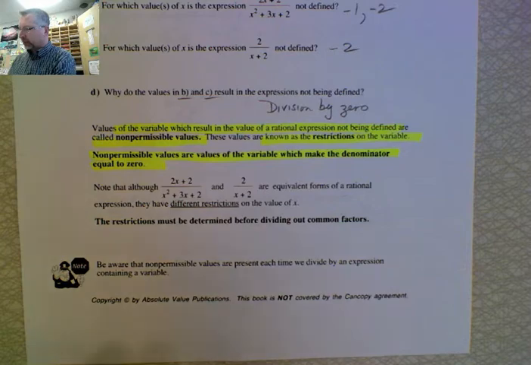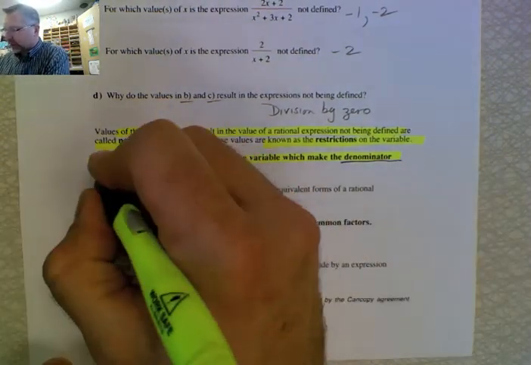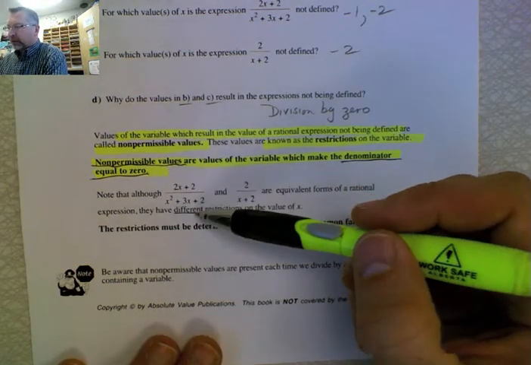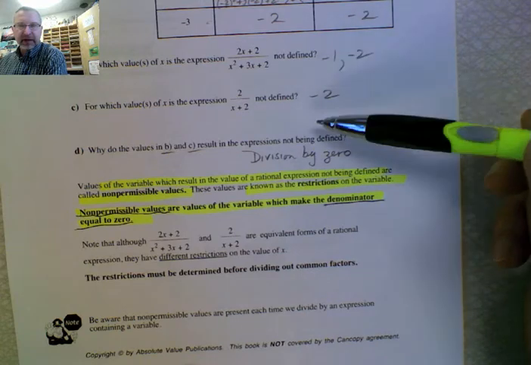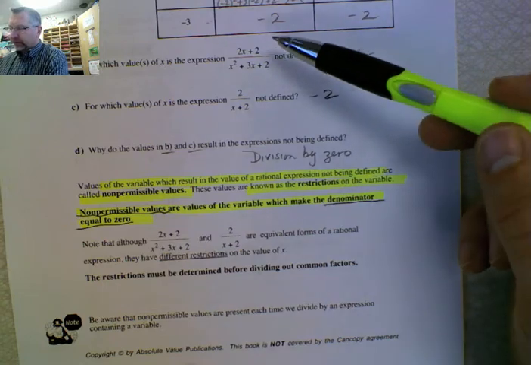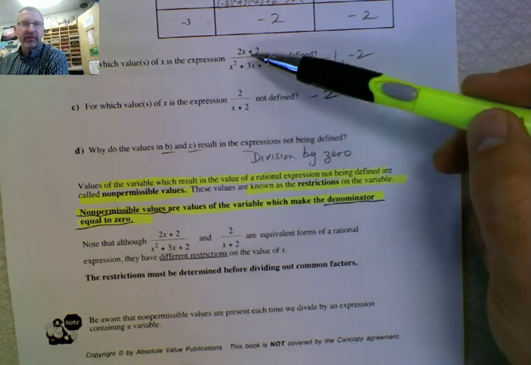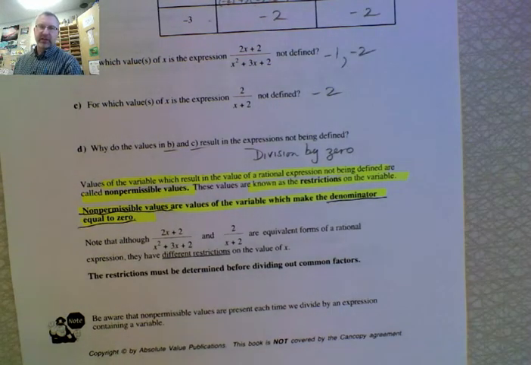That's really important, this part here. The denominator equal to 0 gives you a non-permissible value. Now, if you note, we had different restrictions or different non-permissible values for these two expressions. But earlier we determined that each of these expressions was actually equivalent. If we simplified the first expression, it gave us the second expression.